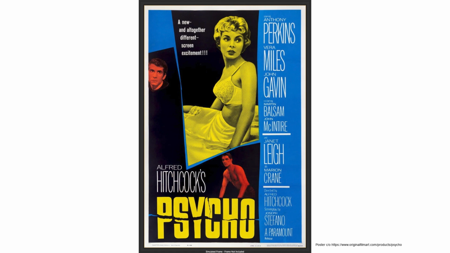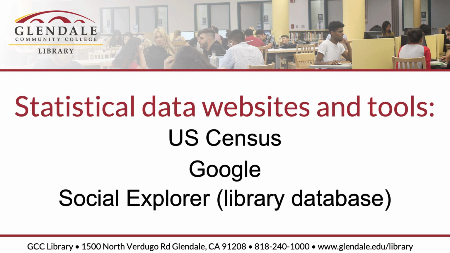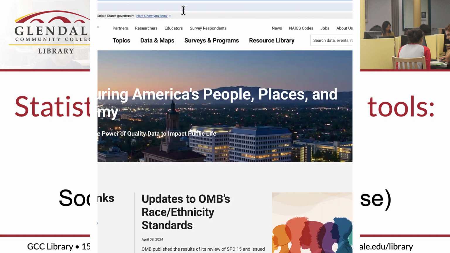In option 4 of this assignment, you are asked to find statistical data about the phenomena or experiences that have shaped the monster. For our example movie Psycho, that means researching themes from the movie like psychiatric disorders, family relationships, and the acceptance of sexuality socially. There are many ways to find statistics online, so we're going to suggest using the U.S. Census website, which is publicly available to anyone with the internet, Google, and the library's Social Explorer tool.